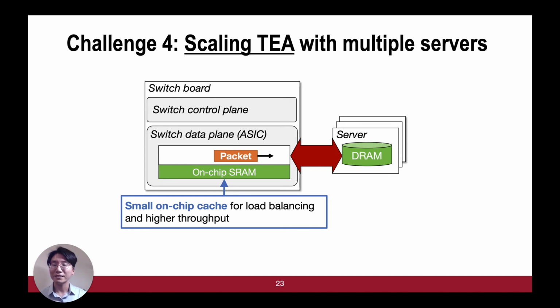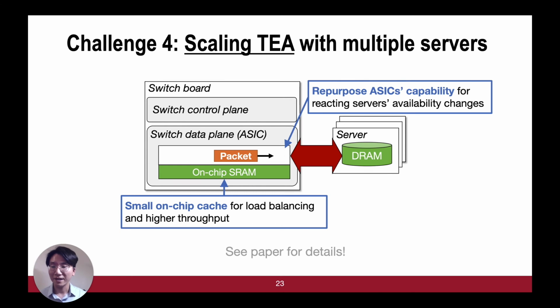We employ a small on-chip cache which contains a few of frequently accessed table entries. The second idea is to react to servers' availability changes fast. We repurpose ASIC's capabilities, including event-based packet generation and meter.